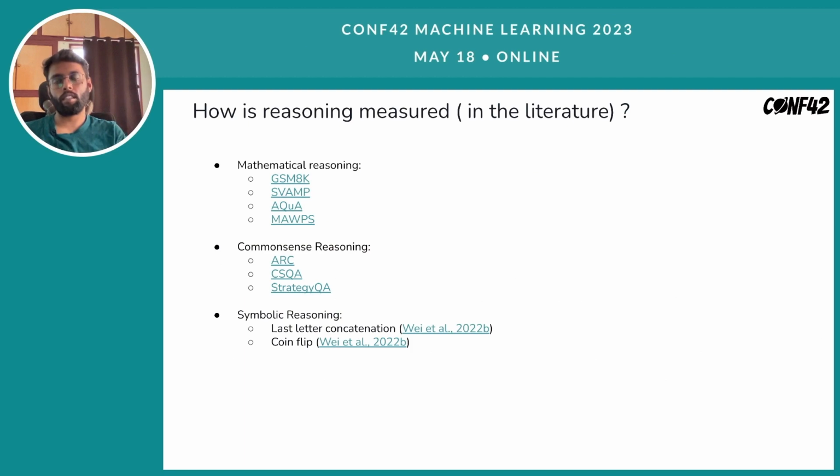Now that we know what reasoning is, or a broader definition of what we are trying with reasoning, let's see how it's measured in the literature. In the literature, reasoning is usually measured in these separate categories: mathematical reasoning, common sense reasoning, and symbolic reasoning. Mathematical reasoning is usually measured with math word problems that are available online. GSM8K is about grade school math word problems. This is from OpenAI. And then there are other datasets or benchmarks also related to that.